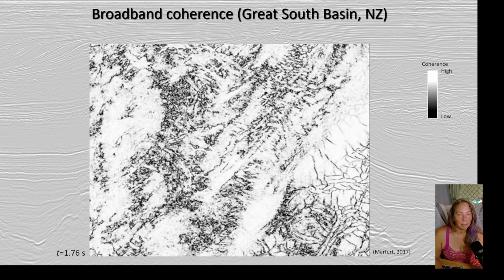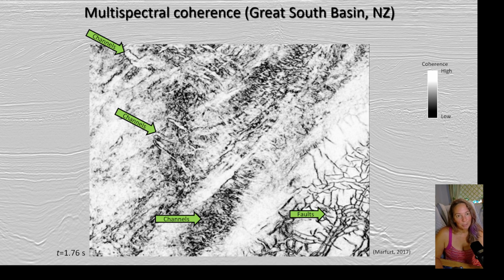And then moving down a little bit deeper still, here we've got our broadband coherence. We can pick out a few features like channels, mostly on the left-hand side. We've got some faults down on the lower right-hand side. And when we run it with multispectral coherence, we can suddenly see, particularly these channels look much clearer to me, much easier to pick out. Some of these faults are more continuous.